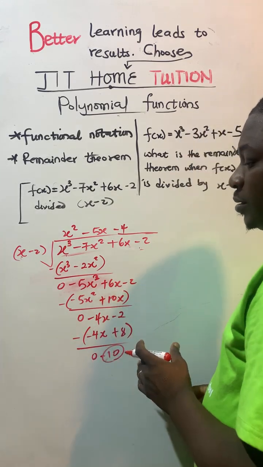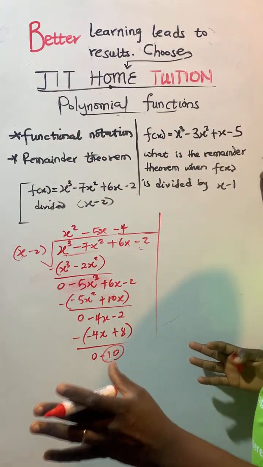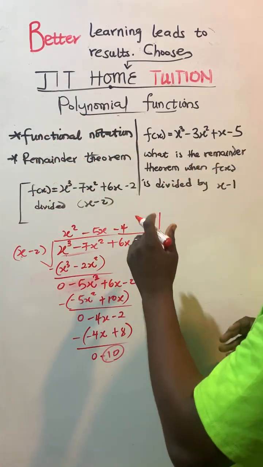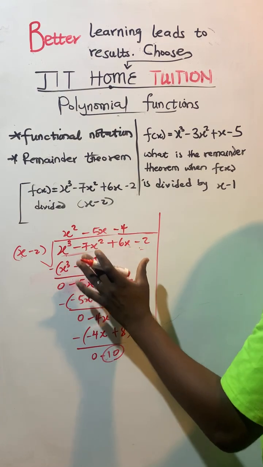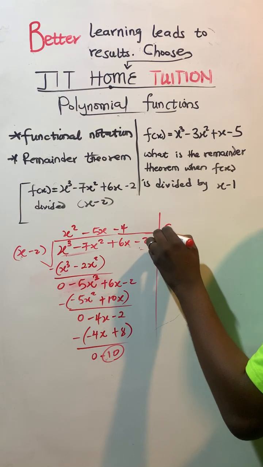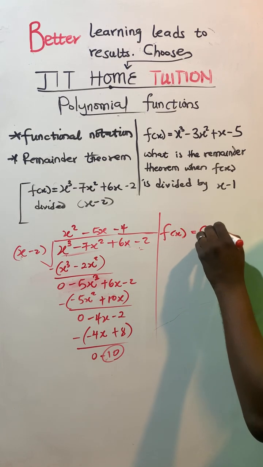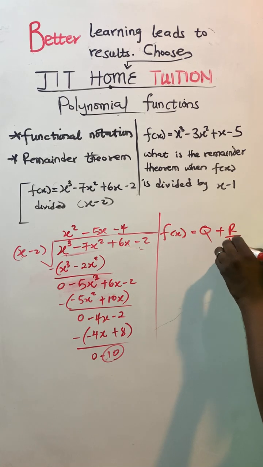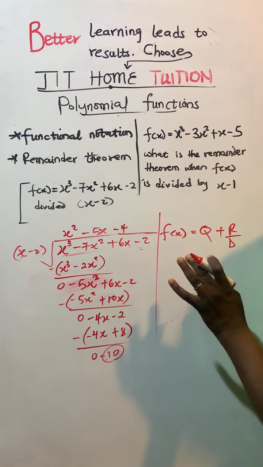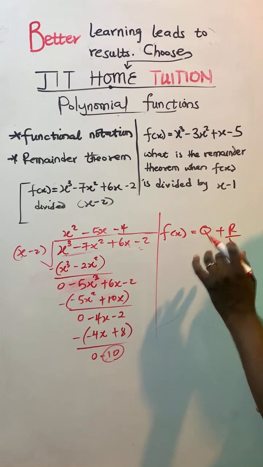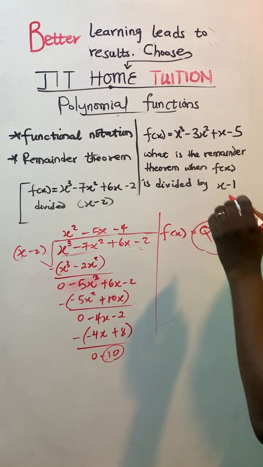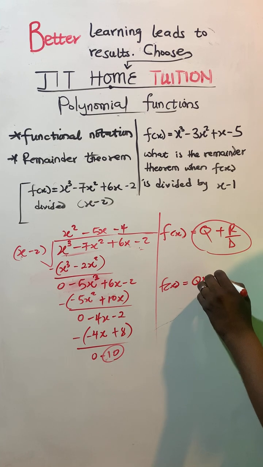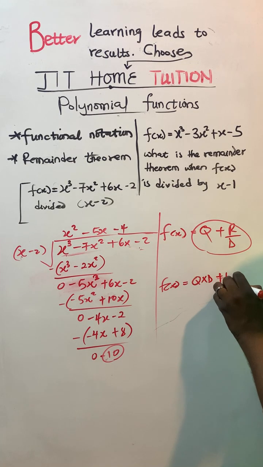Okay, and when we're looking at a fraction in polynomials, we say that when you have an improper fraction like this, and you have the function f of x, it becomes the quotient plus the remainder divided by the divisor. Do you know that? Are you following? Do you know that you can rewrite this one as f of x equals q times d plus r?